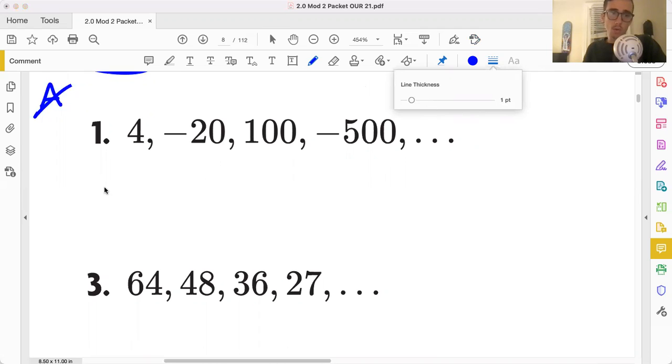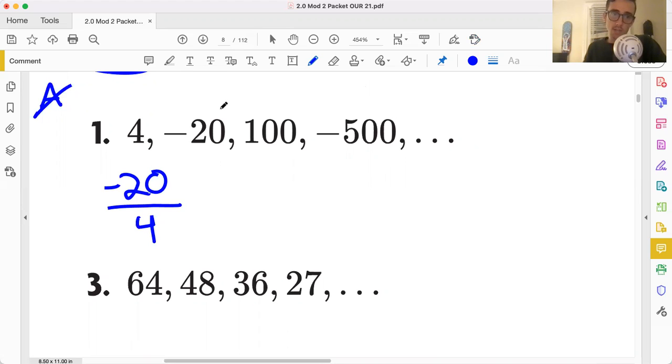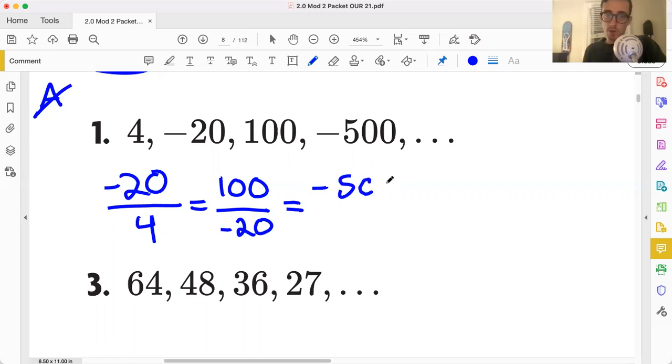We can take hold of our common ratio, which we worked with before. If we take our next term and divide it by the previous, and if we keep moving that over and it all happens to match up, then we should be good. I'm going to just entertain this and write out all the fractions. So if I simplify this, -20 over 4 is definitely equal to 100 divided by -20, which is equal to -500 divided by 100, so -5.